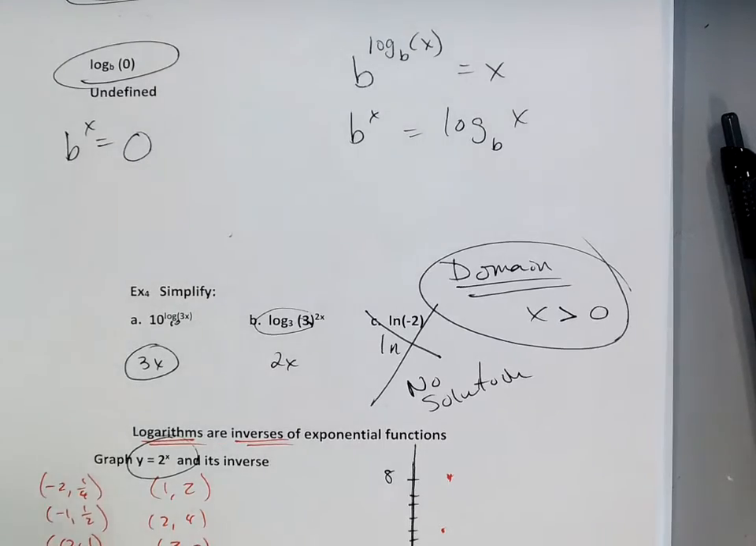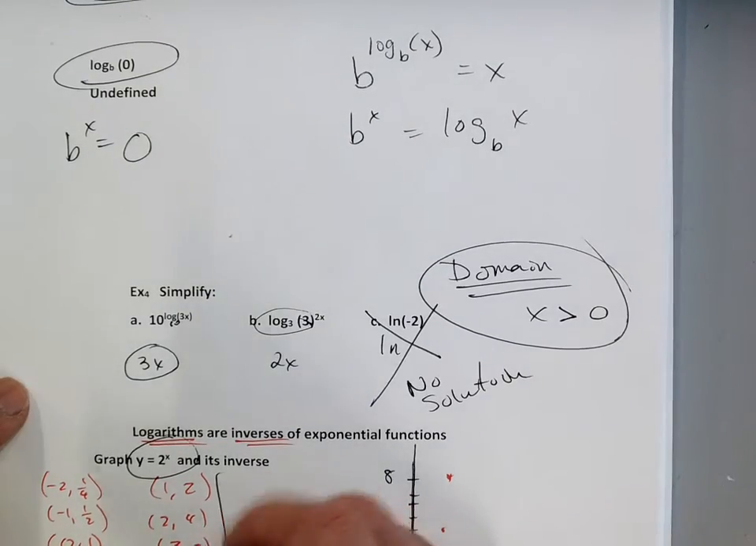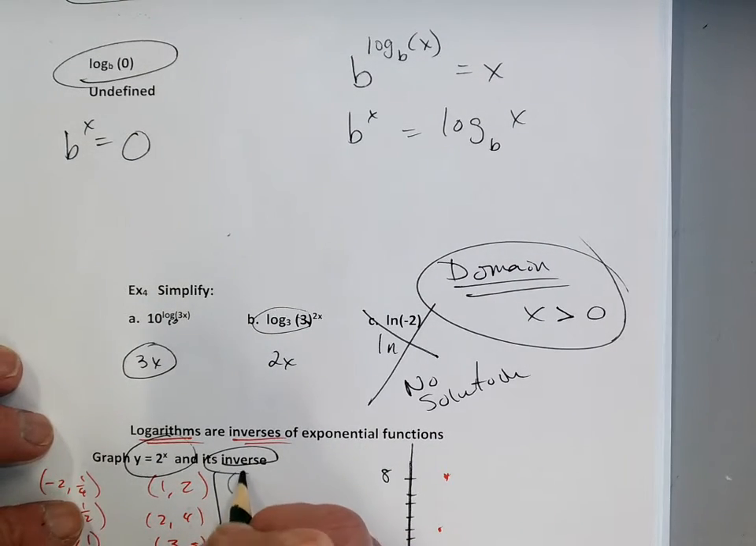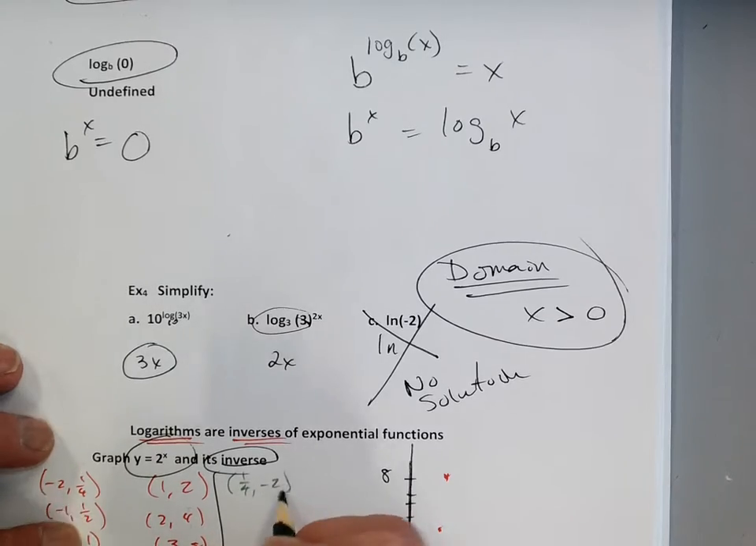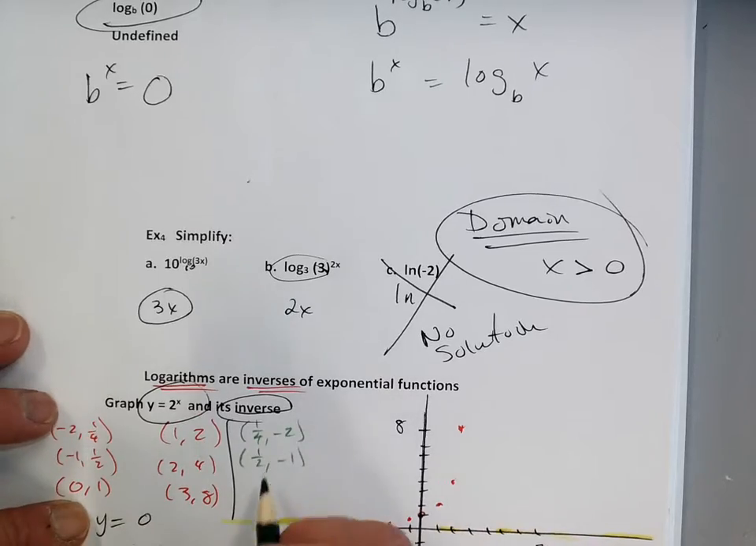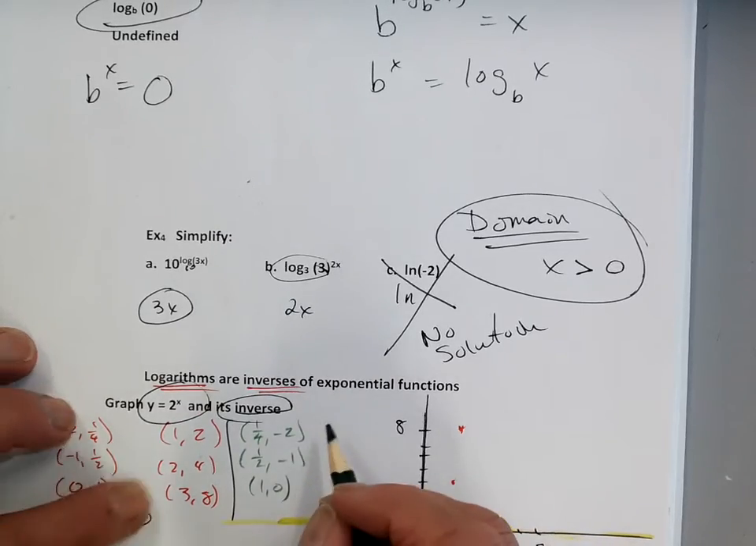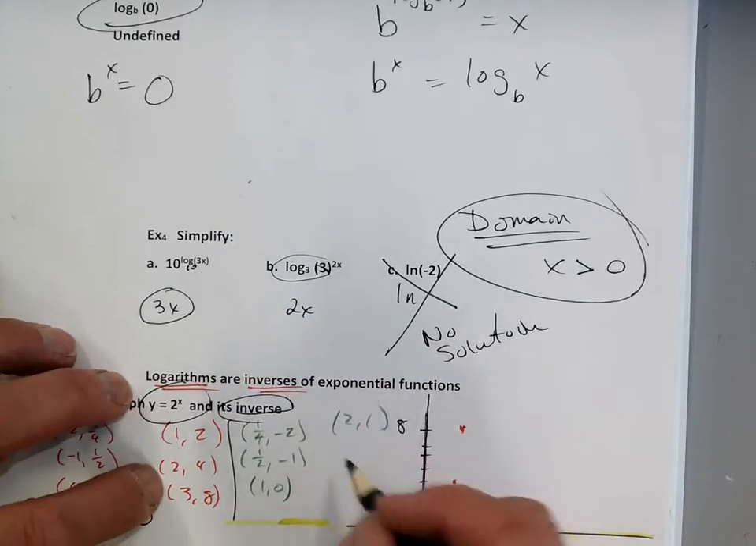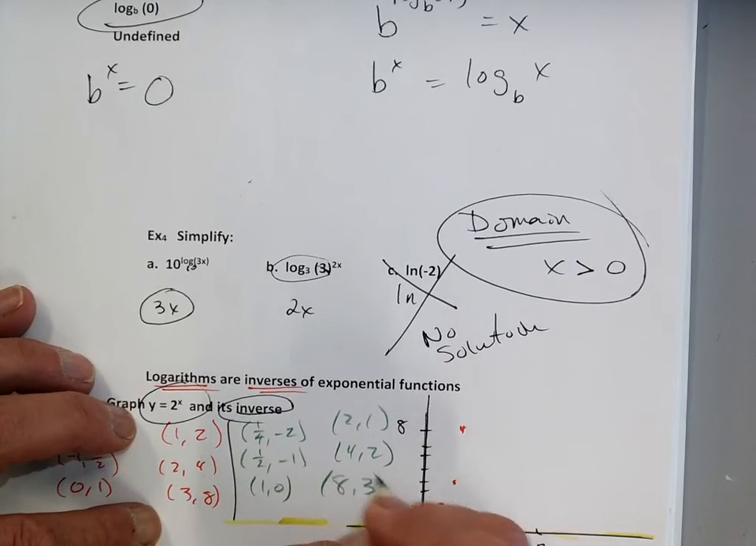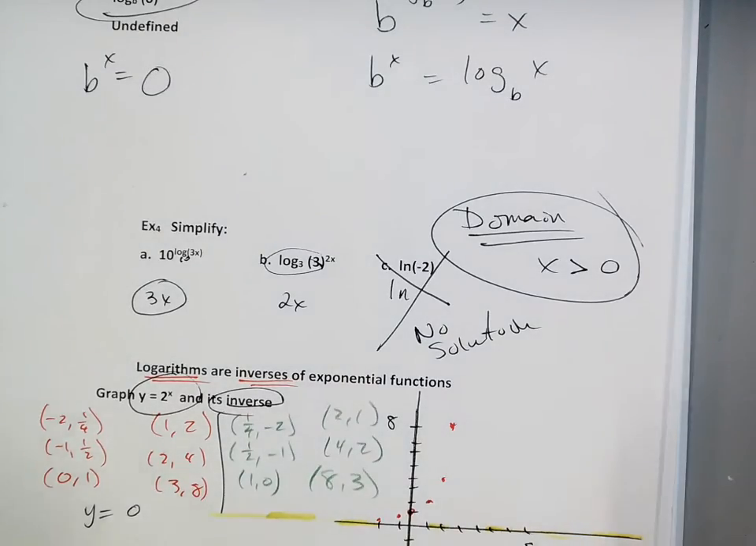Now, it's an inverse, so let's switch around the points. Let me put those in a different color. How about green? Sure, I got a green pen in my hand. If I switch them around, I'd have 1/4, -2. Switch it around, 1/2, -1. Switch around because it's an inverse, 1, 0. 2, 1. 4, 2. And 8, 3. So if that's the inverse, let's check it out and see what happens.